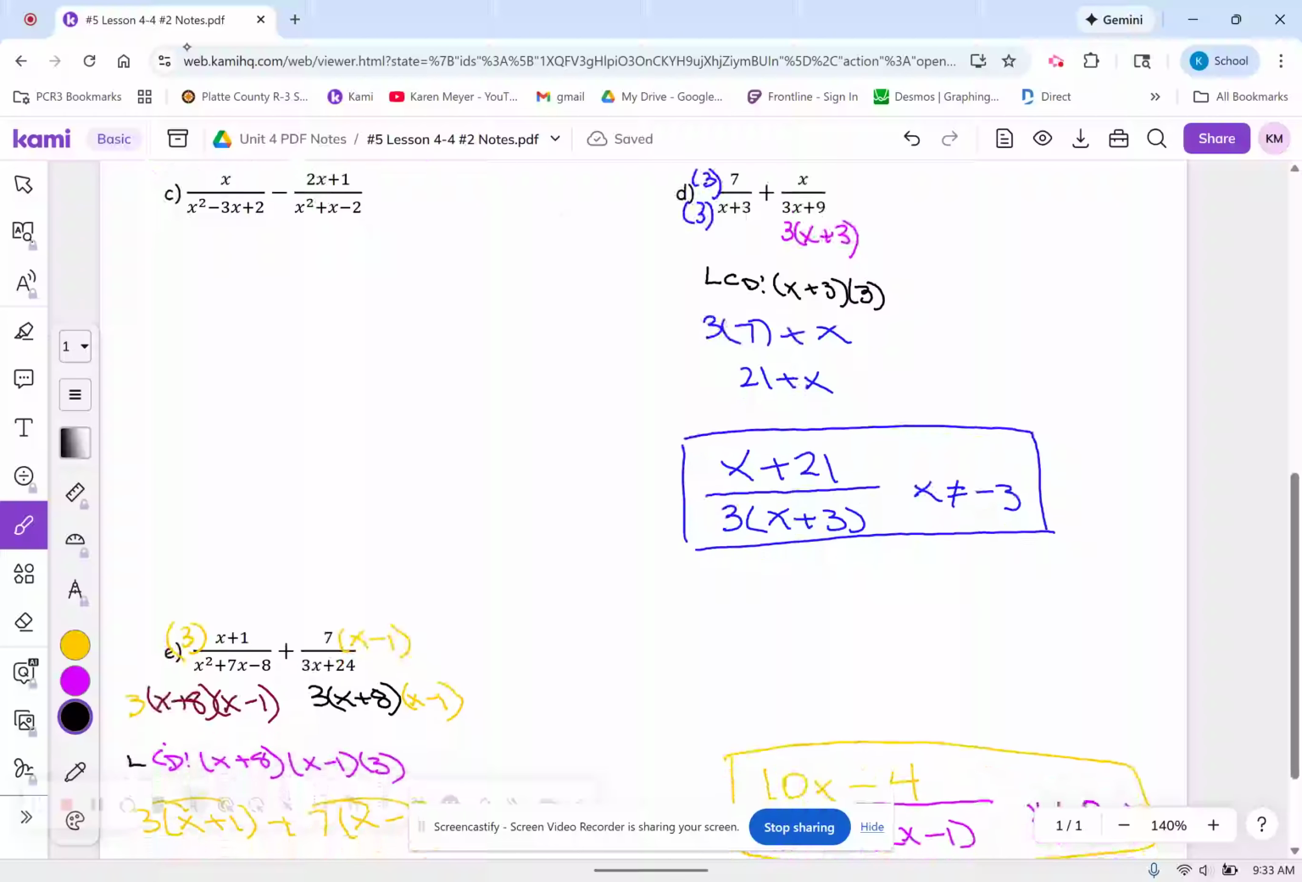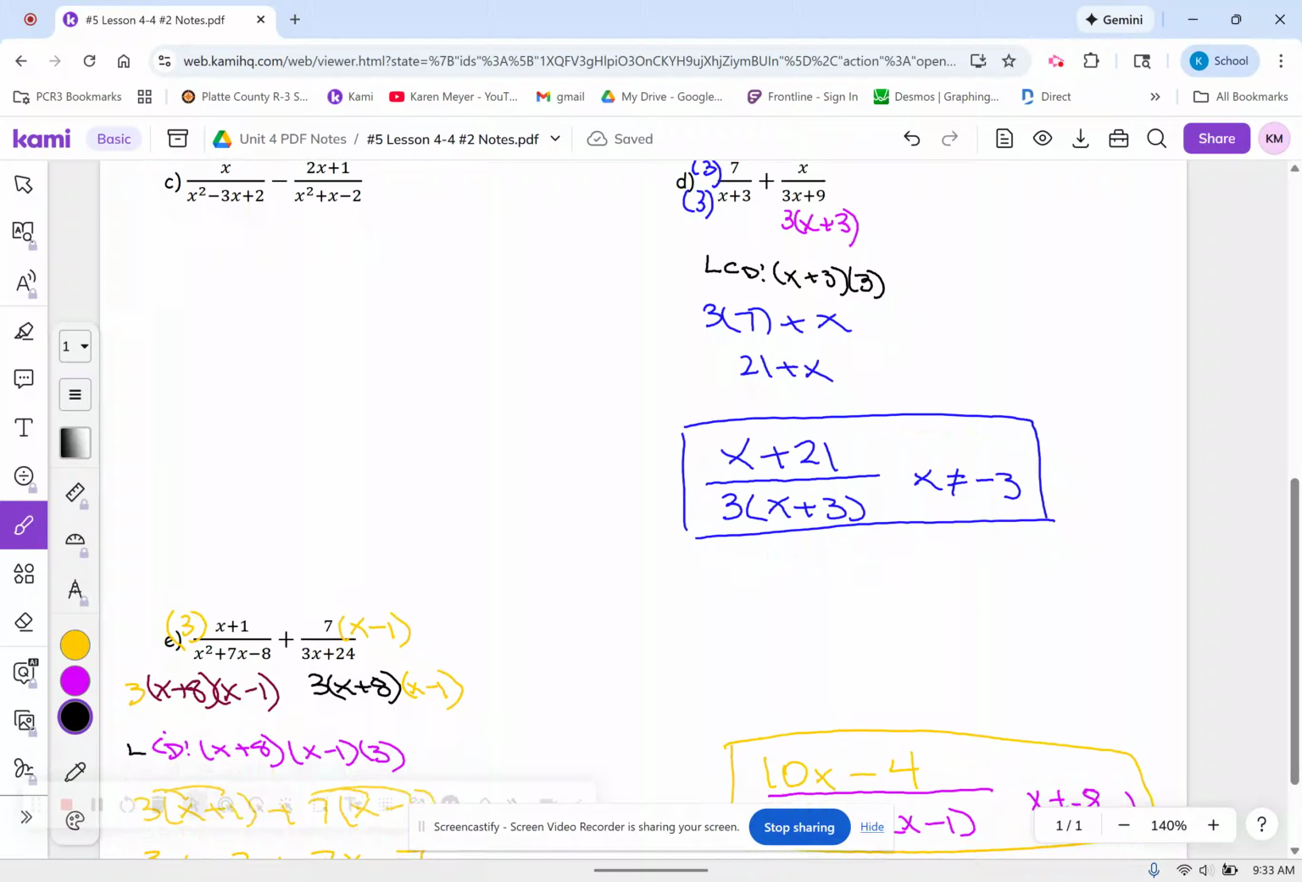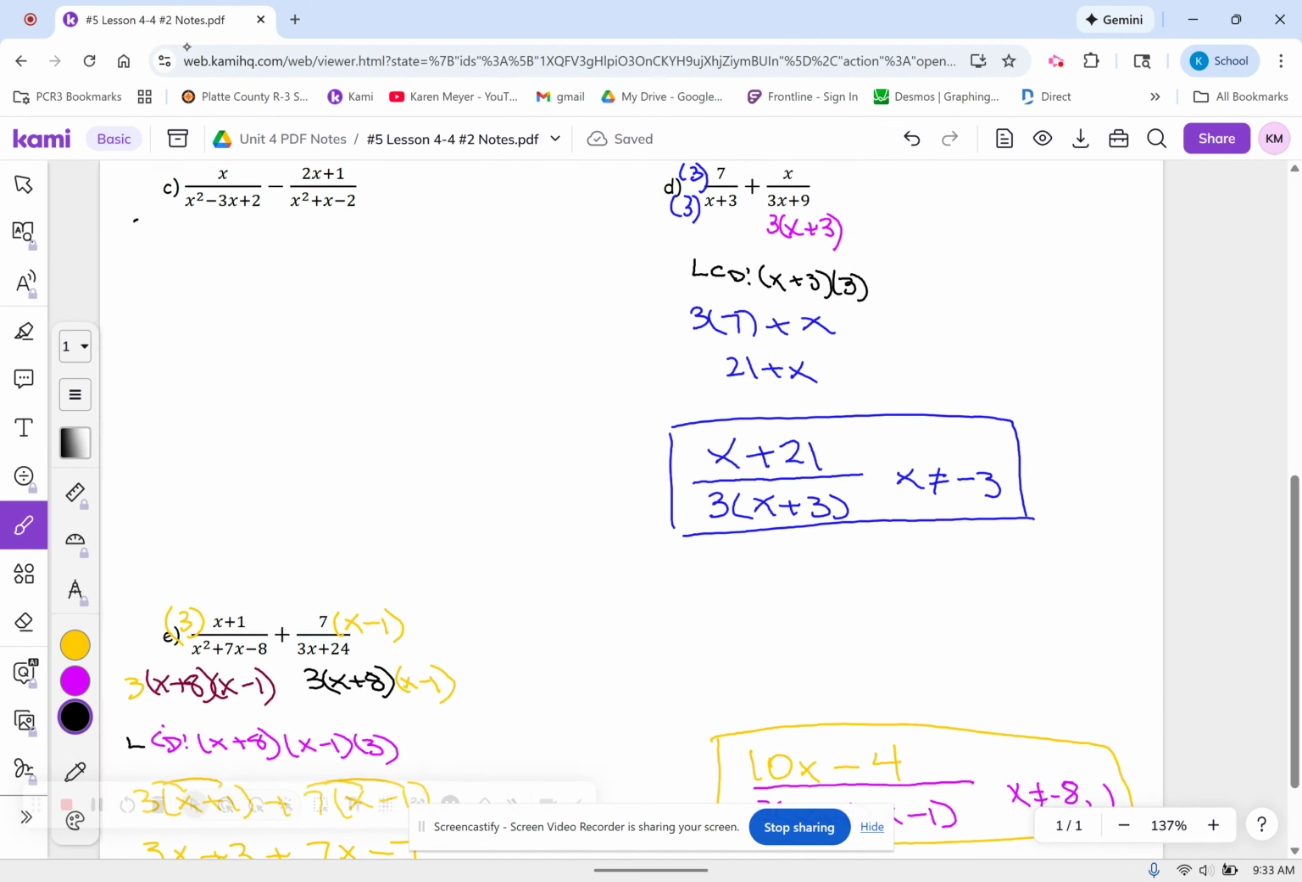So last one. I'm going to fast factor. Multiplies for 2, that adds for negative 3. So that's going to give me negative 2 and negative 1. And then fast factor again, multiplies for -2, that adds for +1. And that's going to give me +2 and -1.